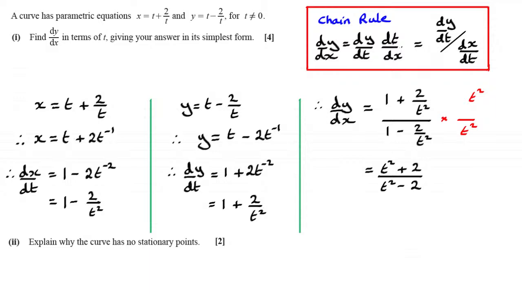Just jot down your thoughts. Explain why that curve has no stationary points. Remember, a stationary point is where the gradient of a curve would equal 0. Okay, I hope that doesn't give it away too much, but it's where the gradient would be 0.